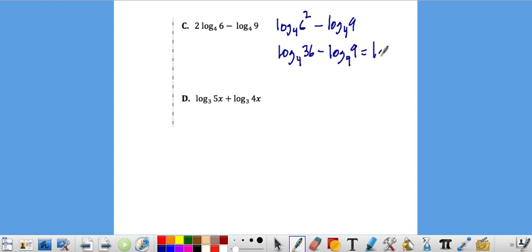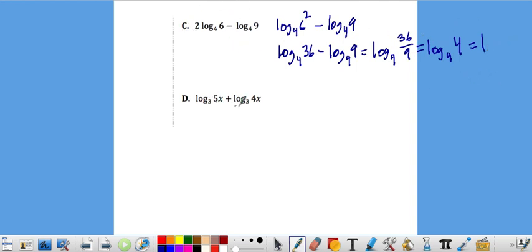That's division, so log base 4 of 36 over 9. 36 divided by 9 is just 4. So look at this, you got log base 4 of 4, which is just 1. After all that work, that whole thing is just equal to 1.